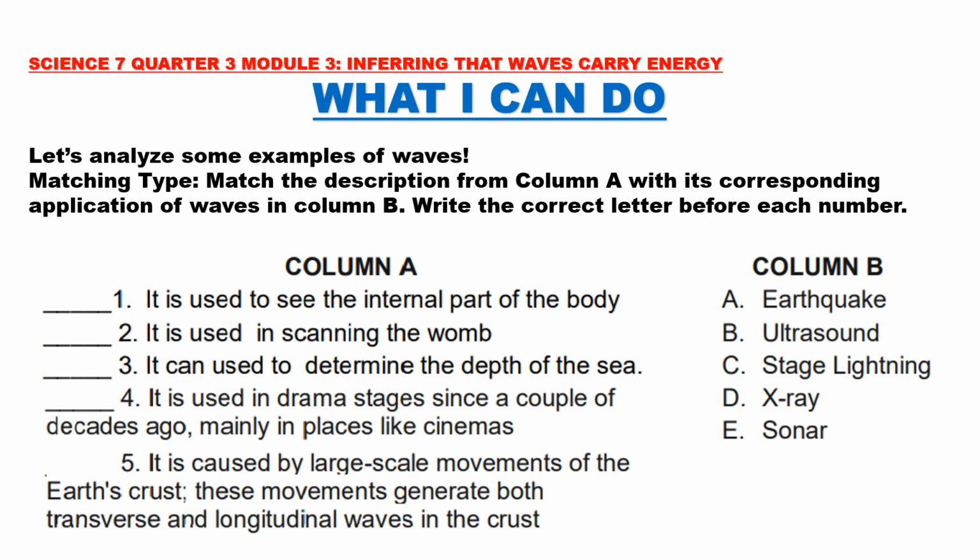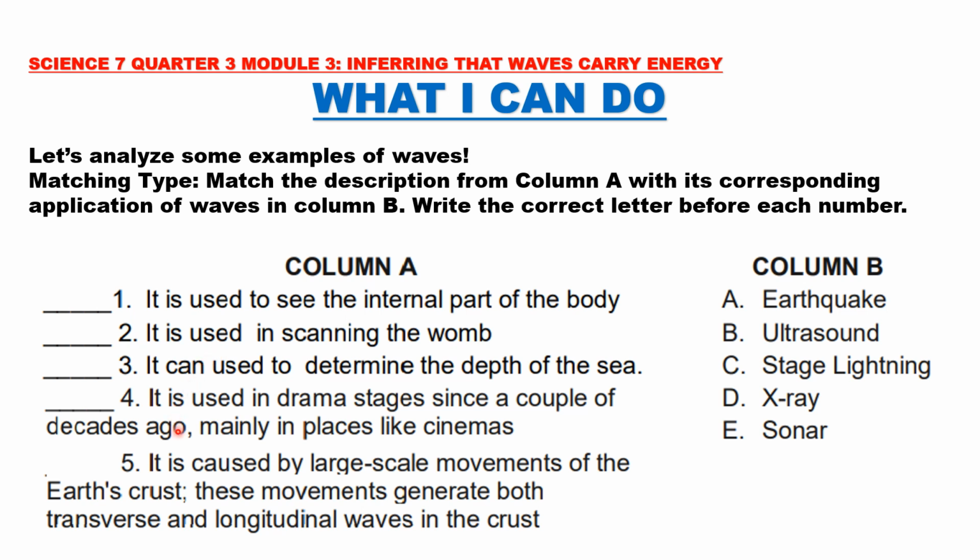Next, what I can do. So, match the description from column A with its corresponding application of waves in column B. Write the correct letter before each number. So, column A: 1, it is used to see the internal part of the body. 2, it is used in scanning the womb. 3, it can be used to determine the depth of the sea.